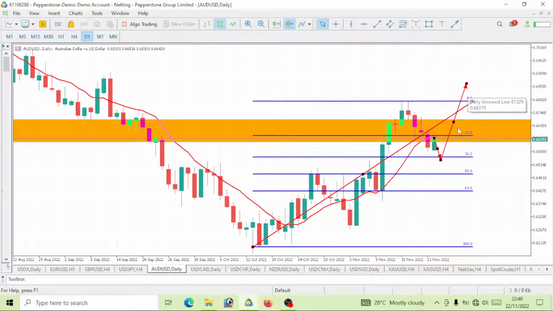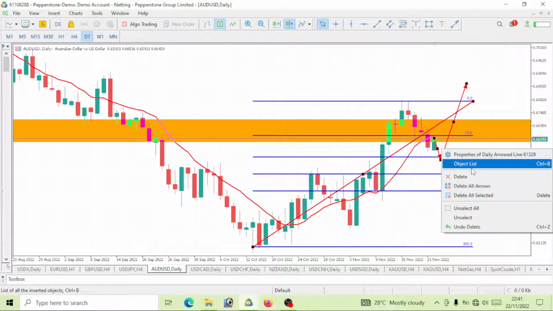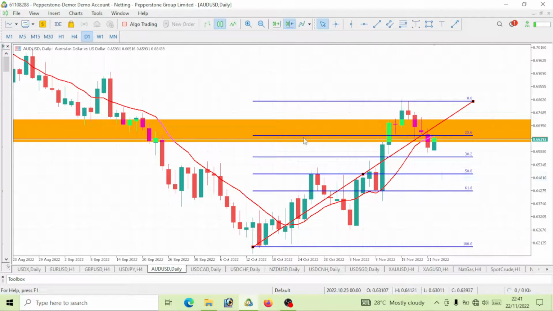This is one of the reasons why I said if in case it will not drop to a level of 38.2, then wait for it to break above the moving average. By that time, the price will be above our 23.6. Then you can go long. So once the price is above the 23.6, it will be above the moving average. I think that would be the best time to actually go long on AUD USD.